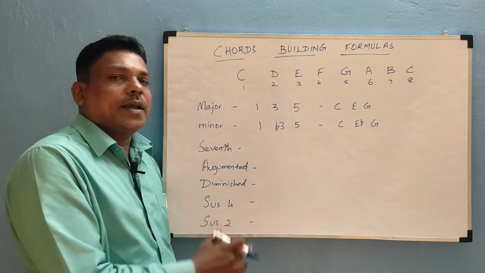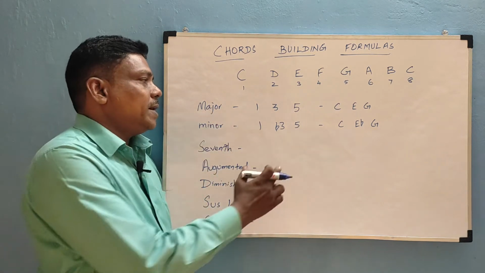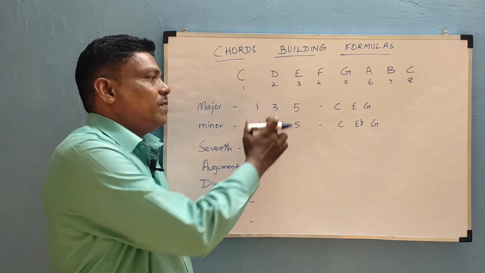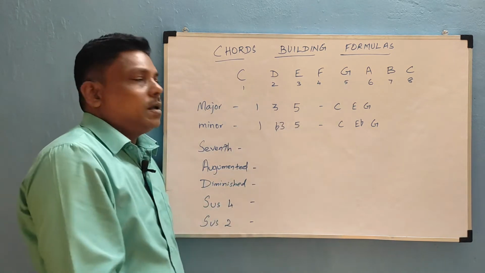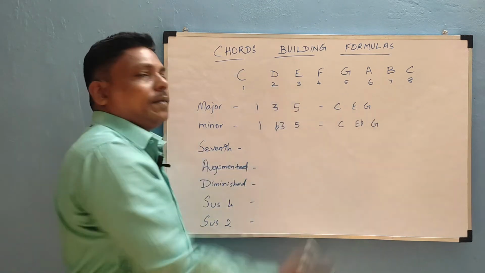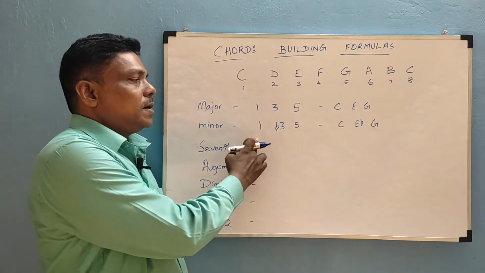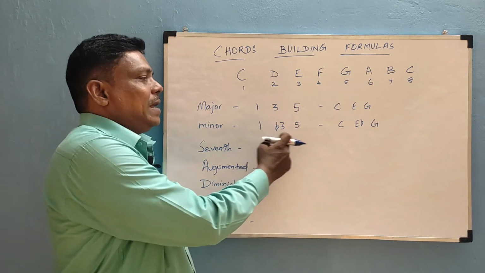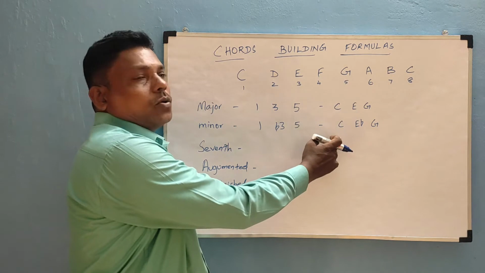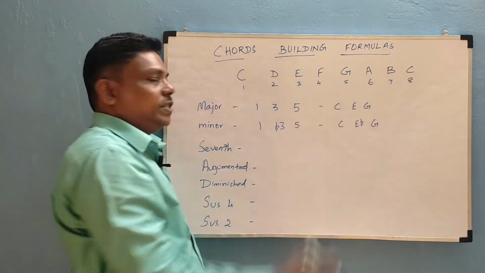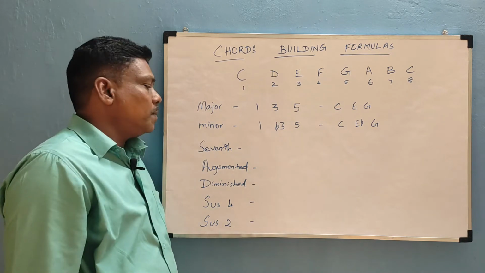So for forming a major chord, the formula is 1 3 5. First degree, third degree and fifth degree should be held together. So 1 3 5 means the notes will be C, E, G. And for minor, apply the formula 1 flat 3 5. So you'll get the notes C, E flat and then G. So now you got a minor chord.